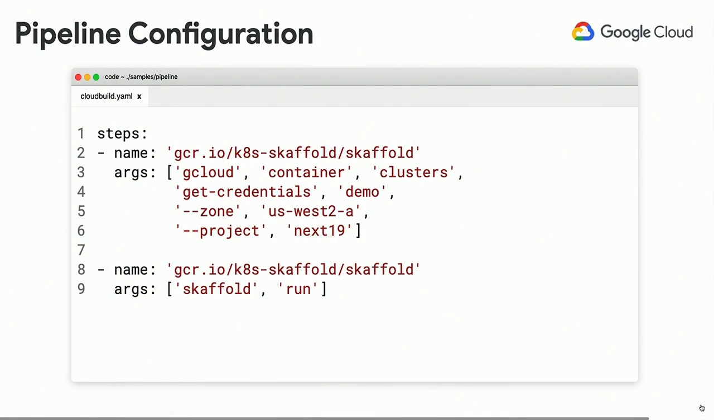We have another Cloud Build YAML, but this is basically what Cloud Build is going to run on every code change. So the first step is pretty simple. It'll just get credentials for the cluster that you want to deploy your application to. And then the second step is just a Skaffold run, which we've done a bunch of times now. So it'll rebuild your images, push them, and then redeploy your application for you.